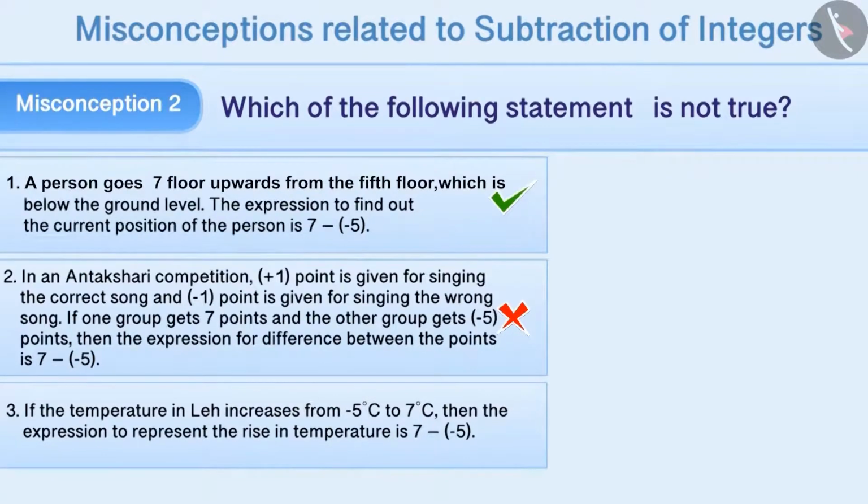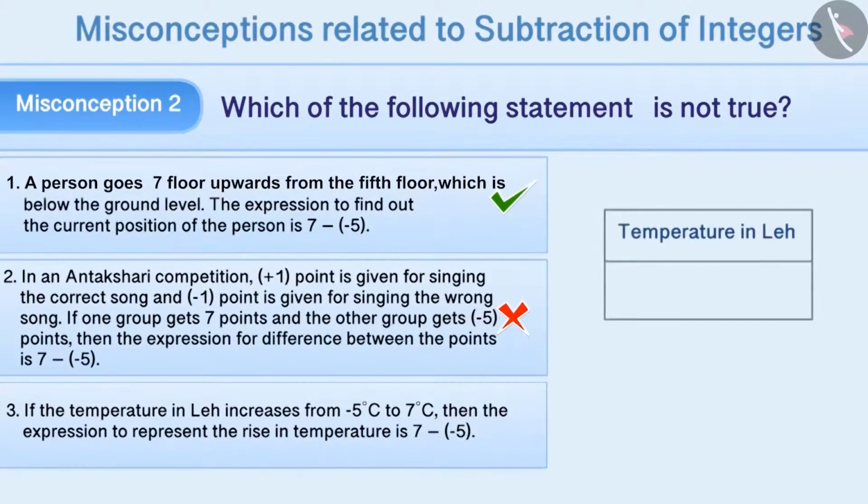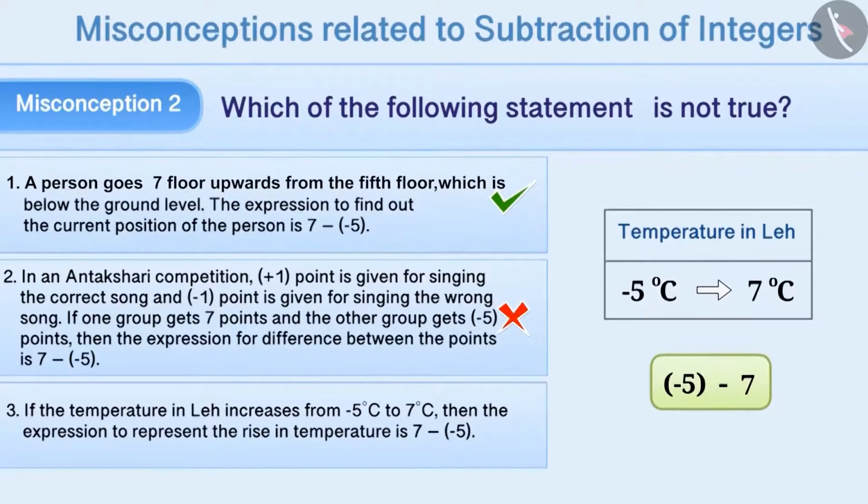The third statement says that the temperature rises from -5 degrees centigrade to 7 degrees centigrade. Sometimes, to find out the increase in temperature, the second number is subtracted from the first number, which is expressed like this. This is also a misunderstanding. Similarly, sometimes students understand that to find out the increase, initial temperature is subtracted from the final temperature. But they simply ignore the signs. Because of this, the expression is written as 7 minus 5. This is also a misunderstanding.